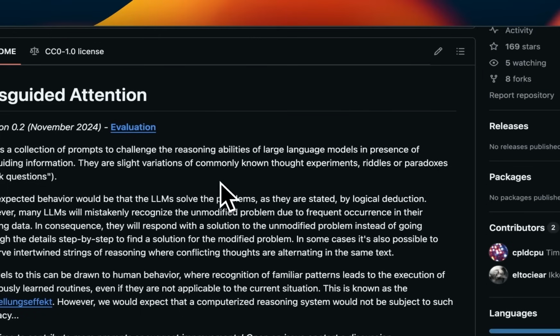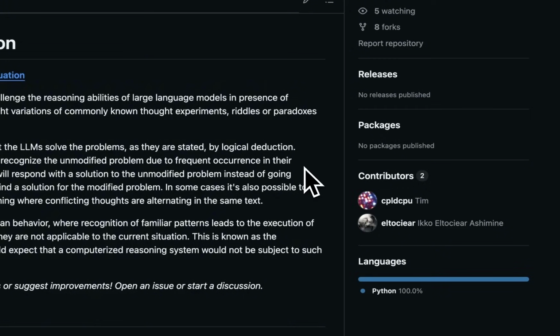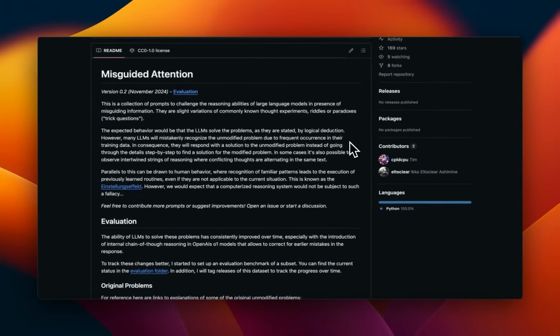I think it's a pretty reasonable model, but it does suffer from misguided attention, just like all the other LLMs, specifically the reasoning LLMs that I have tried on this data set. Now, based on this, make your own conclusion whether these models can truly reason in the current form or not. But this gives you an idea of how easy it is to trick some of these models with slight modifications of well-known problems or paradoxes.